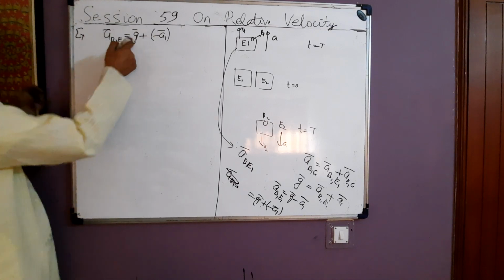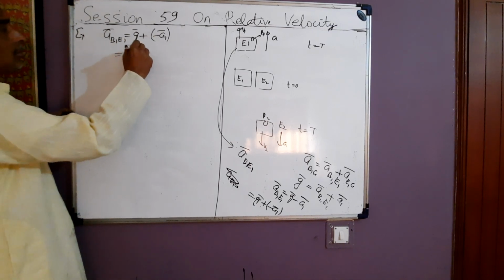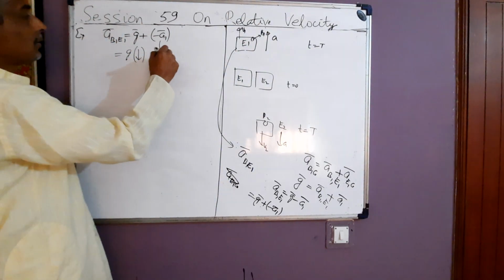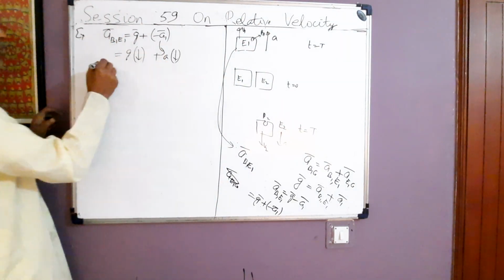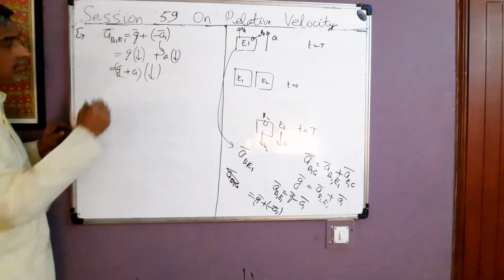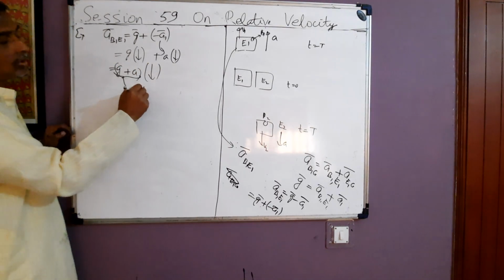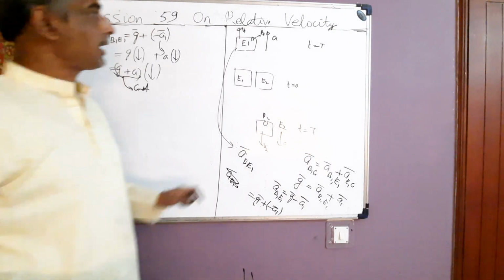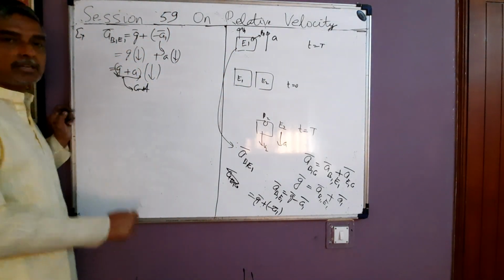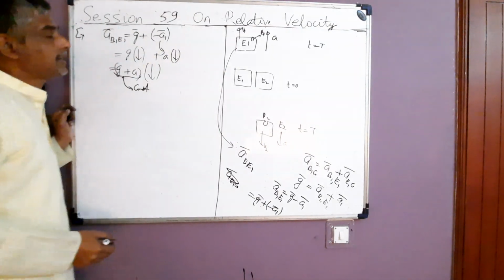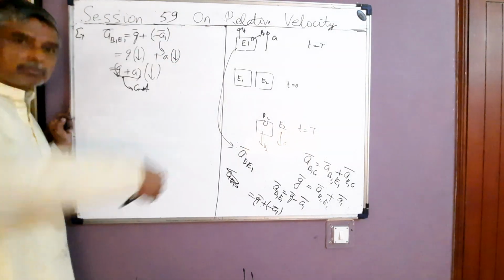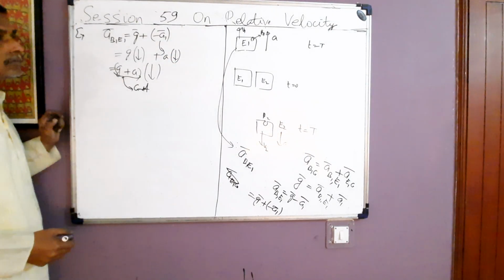Vector g is in downward direction. A1 is in upward direction, so minus A1 is a in downward direction. The sum of these two is g plus a in downward direction. Since a is constant, g plus a is also constant. So the acceleration of bolt B1 with respect to elevator E1 is constant, equal to g plus a in downward direction.